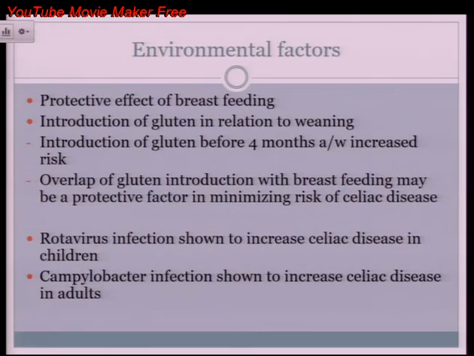So environmental factors, there's been shown a protective effect of breastfeeding. There's also introduction of gluten in relation to weaning that has also been implicated in celiac. For example, introduction of gluten before 4 months is associated with increased risk. There's also overlap of gluten introduction with breastfeeding, which may be a protective factor in minimizing the risk of celiac disease. Rotavirus infection has been shown to increase celiac disease in children. Campylobacter infection also has been shown to increase celiac in adults.